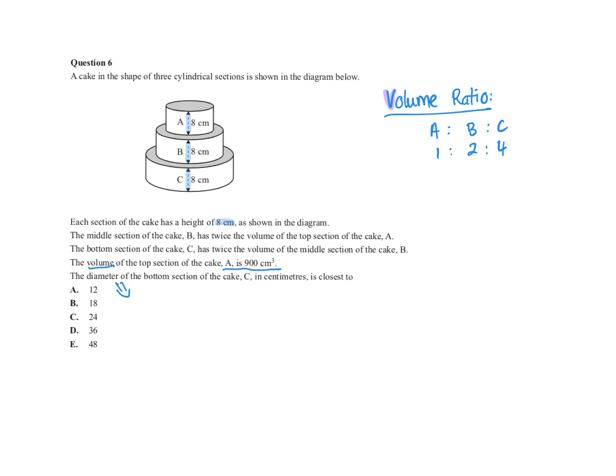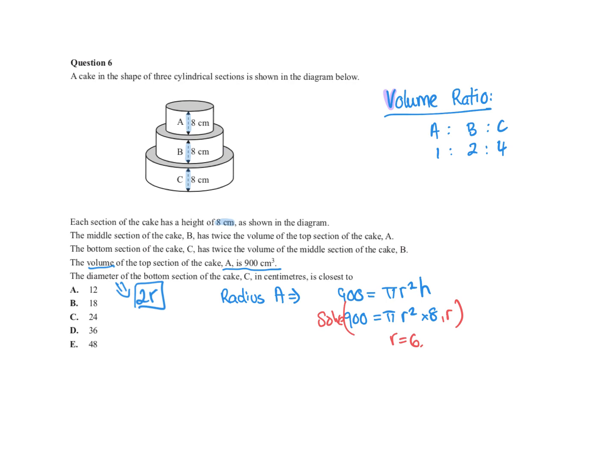So remember that diameter is equal to 2 times the radius. So we probably need to find the radius. The first thing we could do is find the radius of A, and I'll do that by using the volume. So the volume of the cylinder was 900, and the formula for volume of a cylinder is pi r squared times h. We know what h is, it's 8, and then you can pop in solve, comma r, and we end up with the radius being 6.